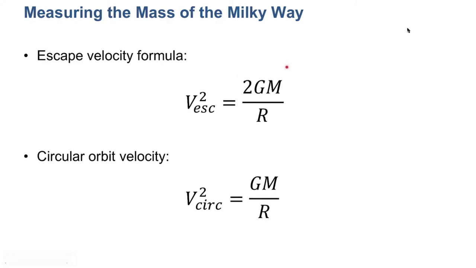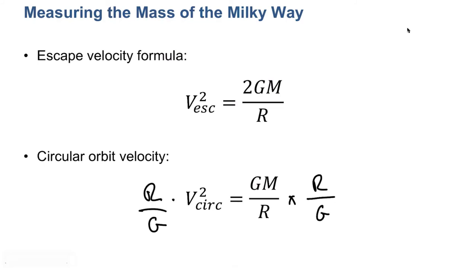And this is important because if we can measure how fast stars are moving in circular orbits around the Milky Way at a given distance, we can calculate the mass. And that is, in fact, how it's done. So let's solve this equation for M. Let's just do it here. We can multiply both sides by r and divide by G.